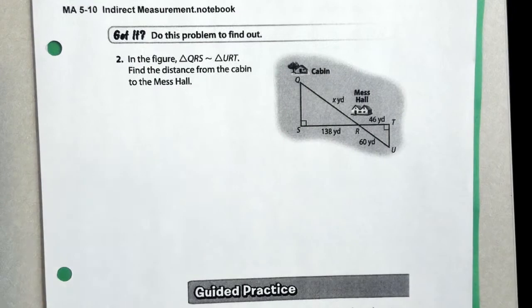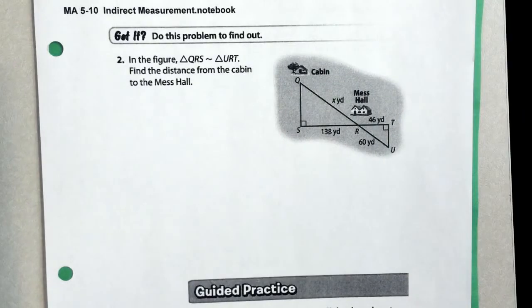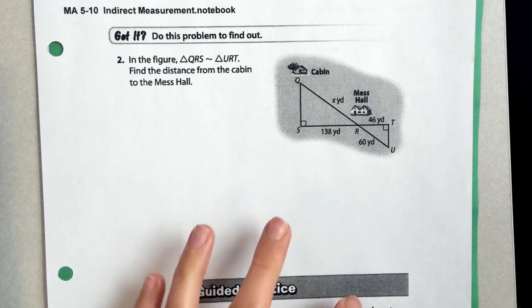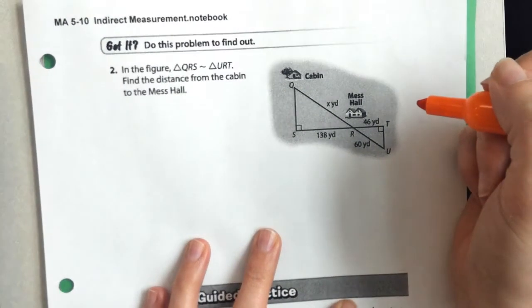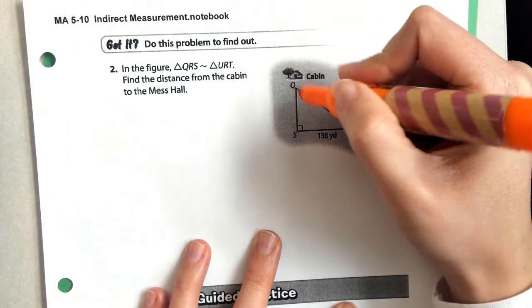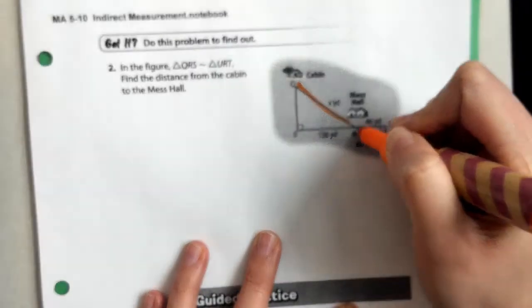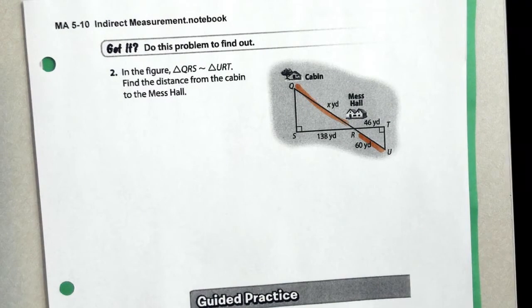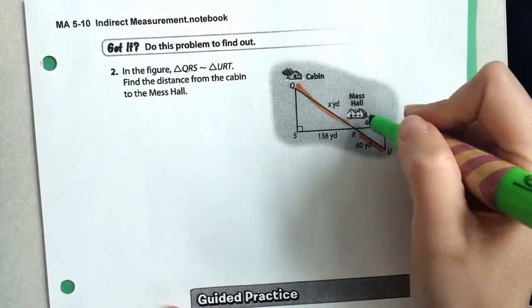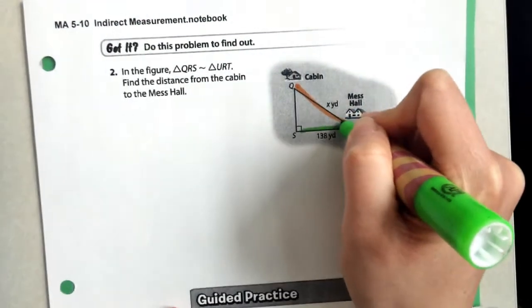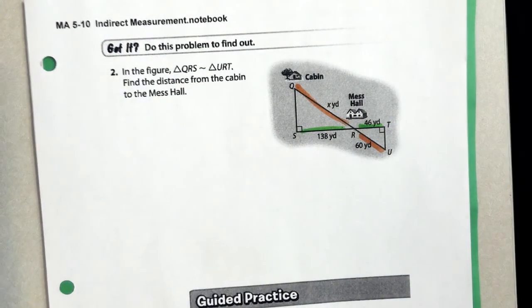On this example, it says, in the figure, triangle QRS is similar to triangle URT. Find the distance of the cabin to the mess hall. And on this one, we have our similar figures here. I know that X and 60 are corresponding parts, and 46 and 138 are corresponding parts.